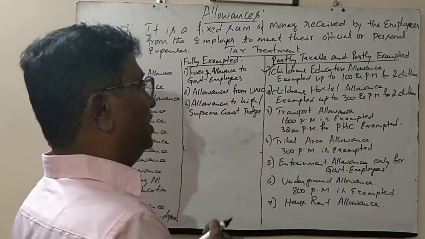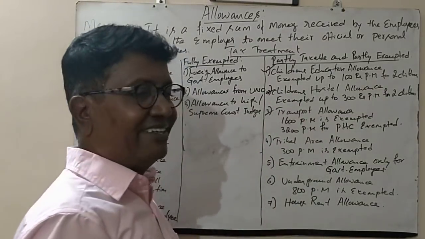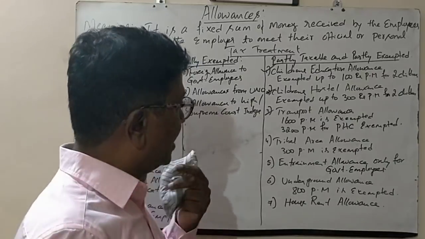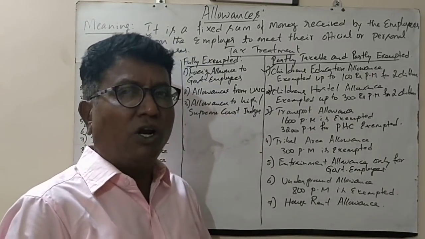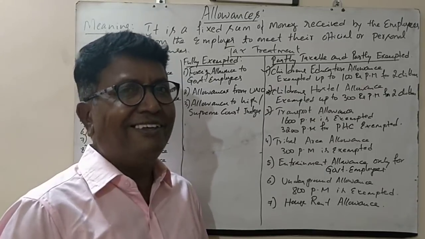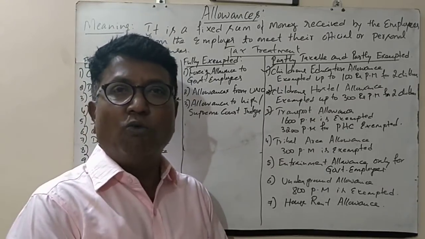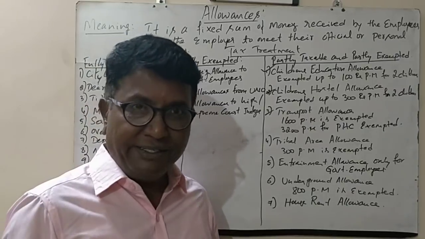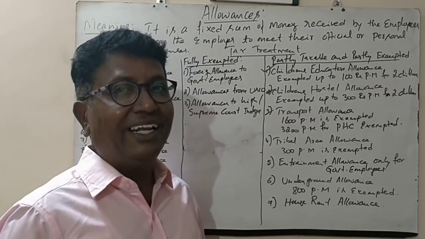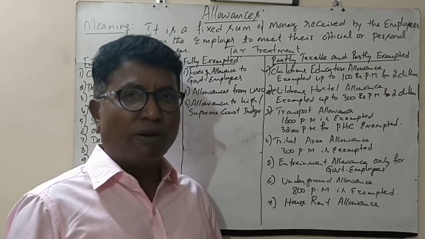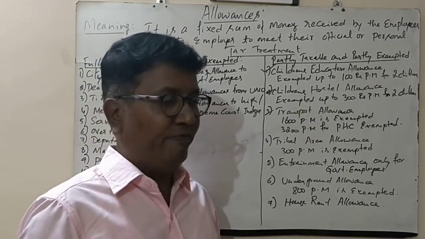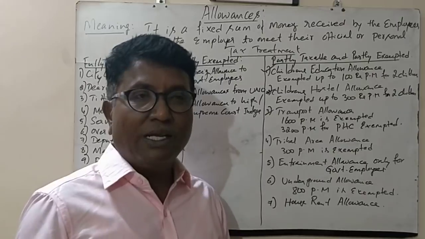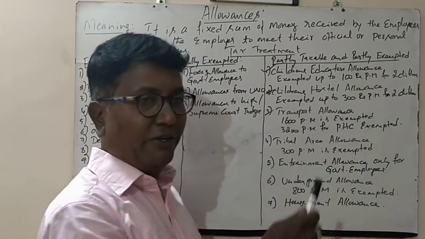Let me come back to the next allowance called transport allowance. See, my company has not given me any transport facility. They don't have their own cab, they don't have their own bus, nothing. What they are telling is, you travel from your home to office, office to home, on your own. We will be giving you some allowance called transport allowance.